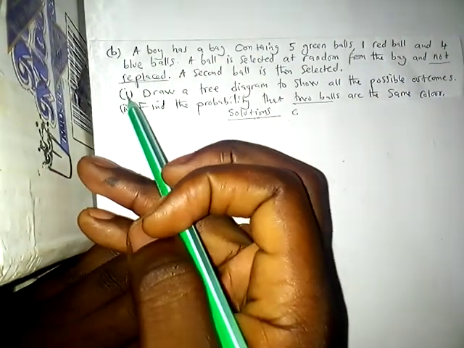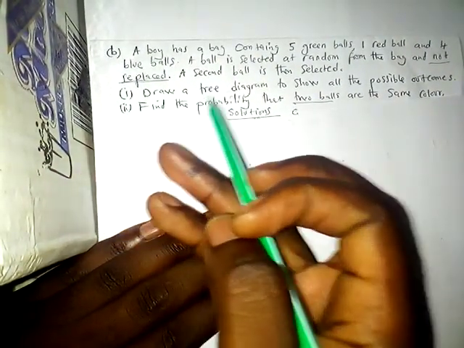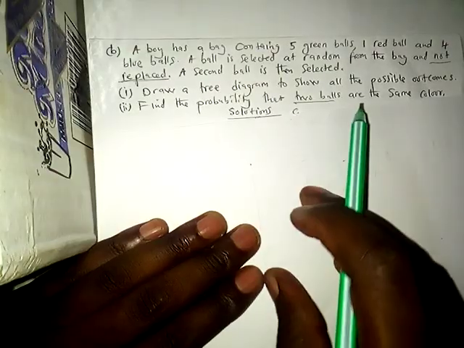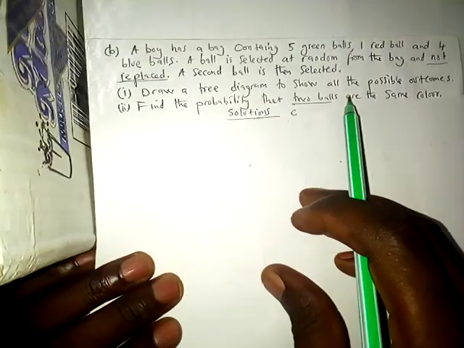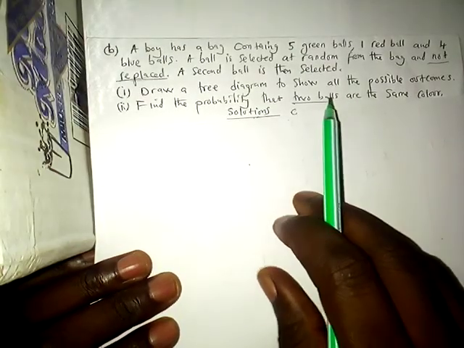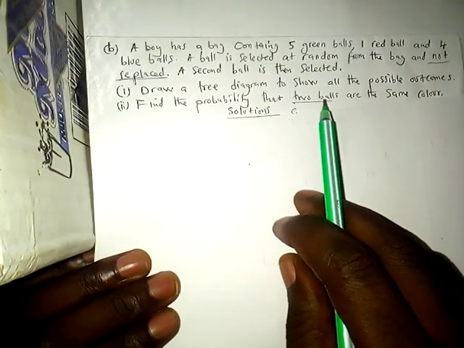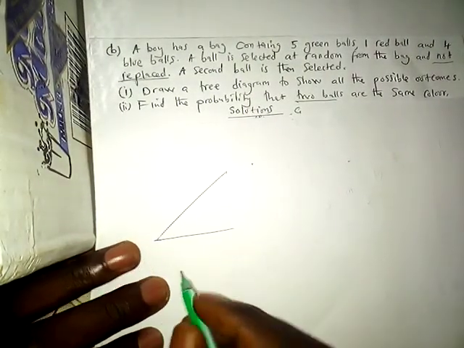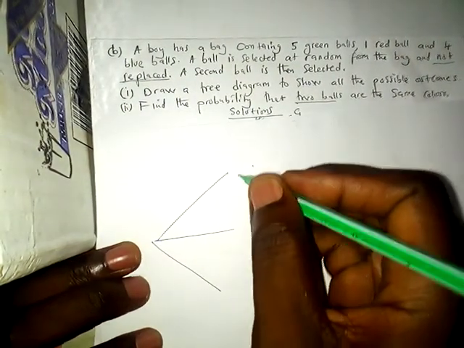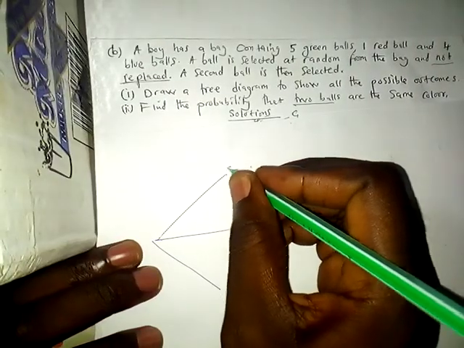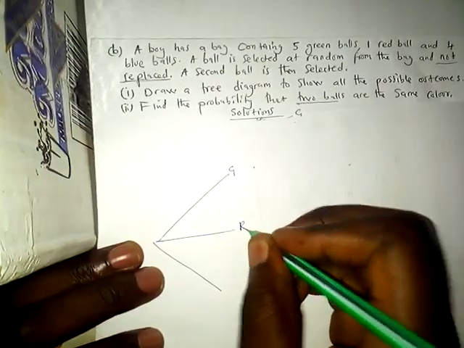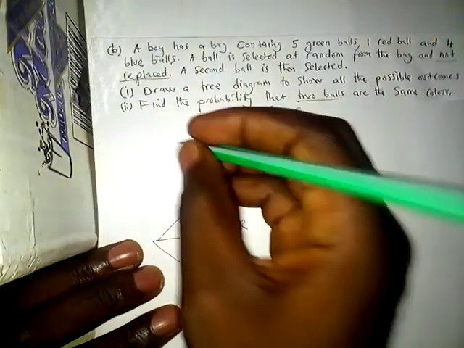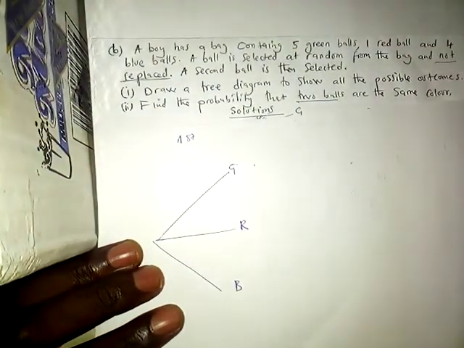The first part, we need to draw a tree diagram to show all the possible outcomes. So because there are 3 types of balls, our first selection is going to have 3 branches like this, for the first color, which is green, red, and then blue. Okay, so this is for the first selection.